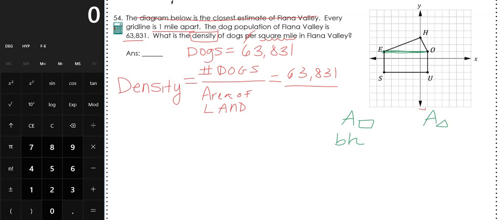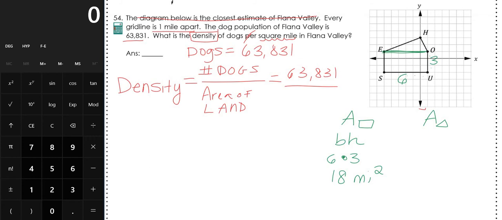because the area of a rectangle is base times height, or length times width, however you want to refer to it. So I have 1, 2, 3, 4, 5, 6 boxes from S to U, which is the base of this rectangle, and 1, 2, 3 for the height from O to U. So I'm going to multiply 6 times 3. 6 times 3 is 18. So 18 square miles, or 18 miles squared, is the area of the rectangle.